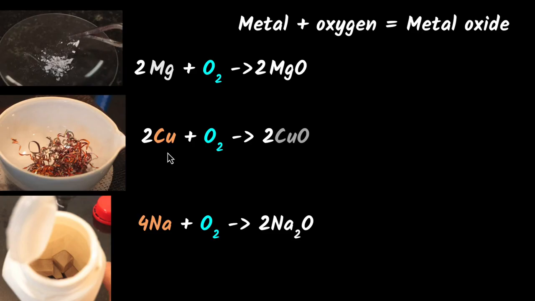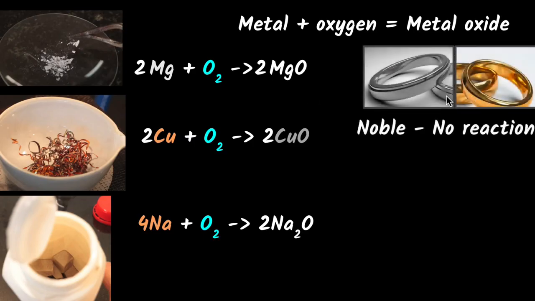Copper, well, you have to heat it. Magnesium also you have to heat it, but you can see that magnesium burns much more vigorously compared to copper. And so they have different reactivities. But what about certain metals like gold and silver? We call them the noble metals because they have such low reactivity that they almost don't react with oxygen at all. So in general, metals do react with oxygen to give you metal oxide, but different metals have different reactivities.